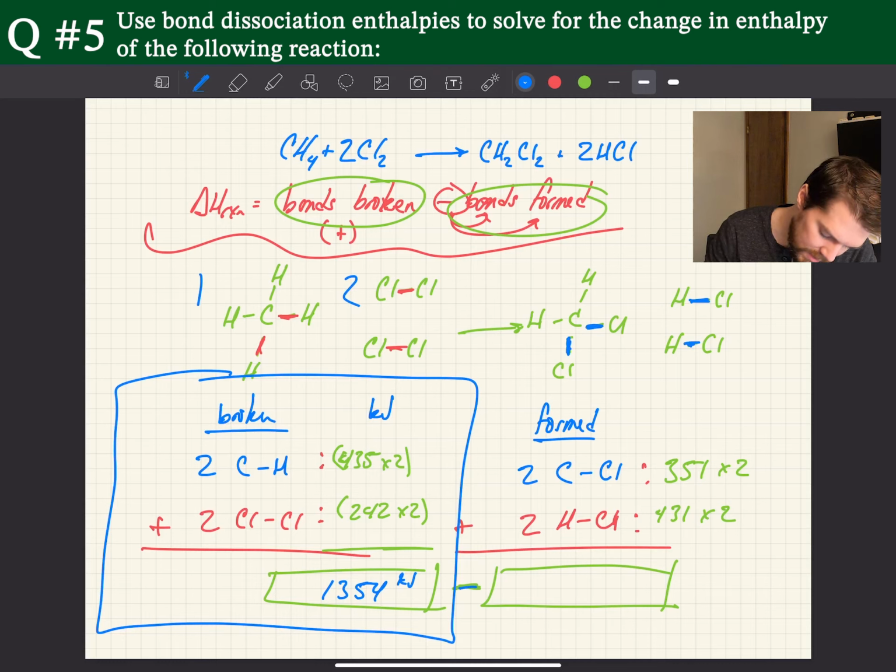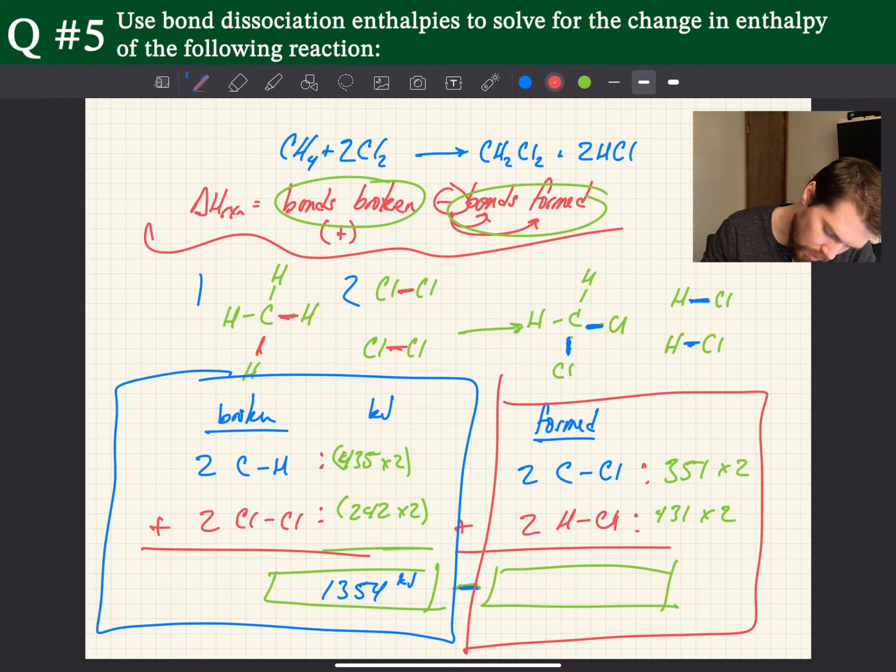Now we're going to subtract the bonds formed. So let's add the bonds formed together now. So the carbon chlorine, 351 times 2 equals 702, plus 431 times 2 equals 1564. So now I'm going to get 1354 bonds broken minus 1564, the bonds formed, equals 210 kilojoules. There we go. There's our answer.